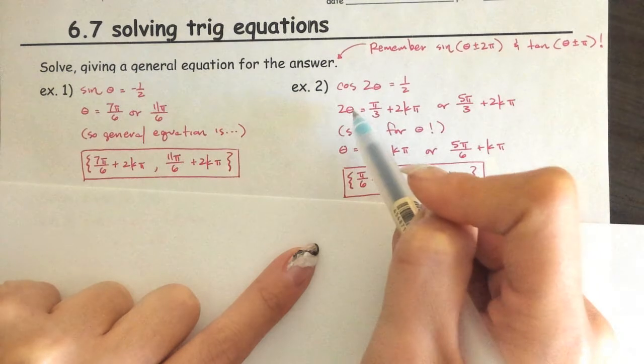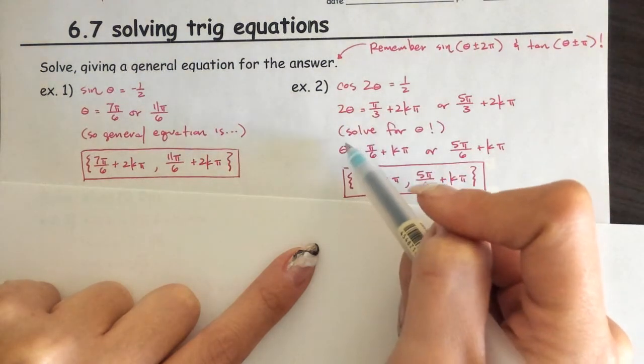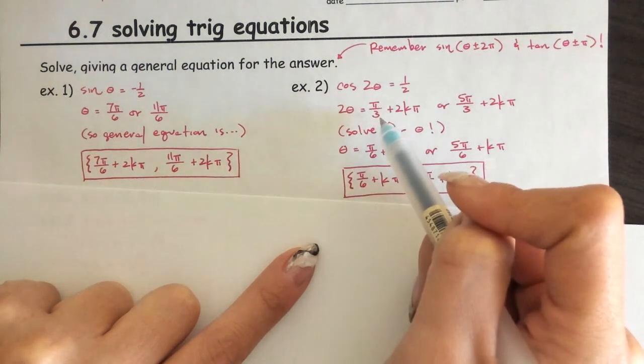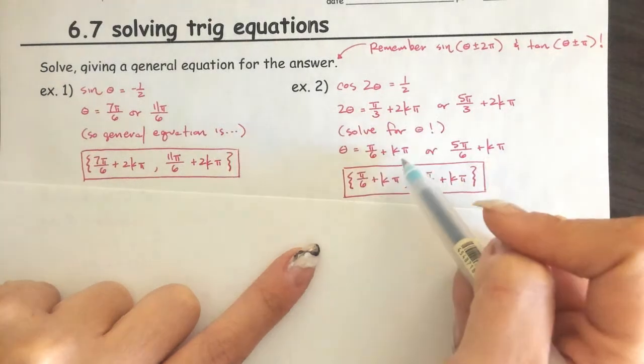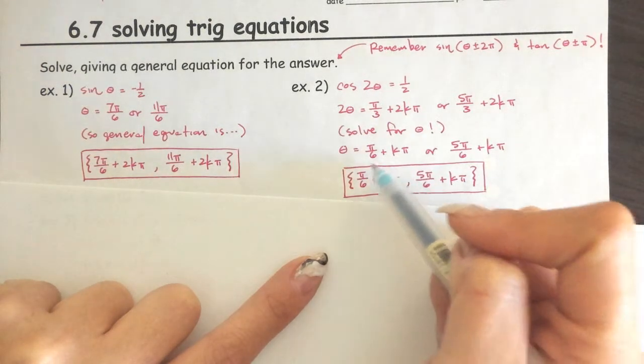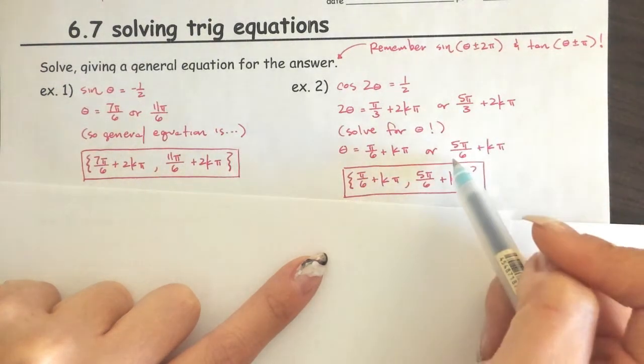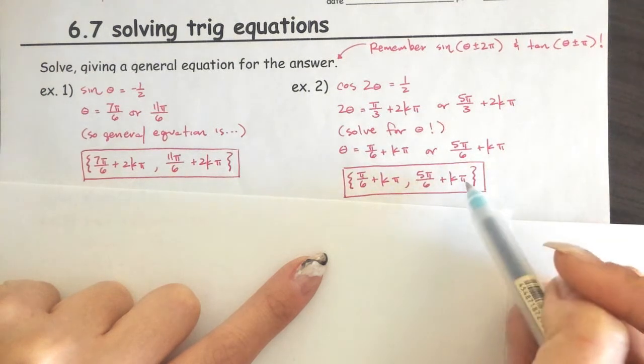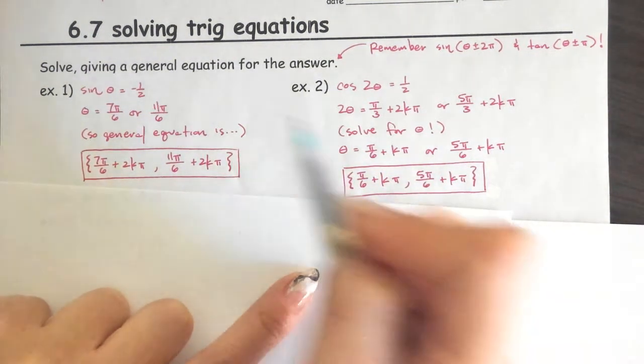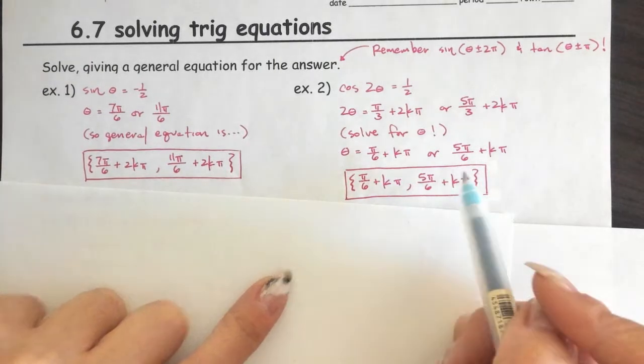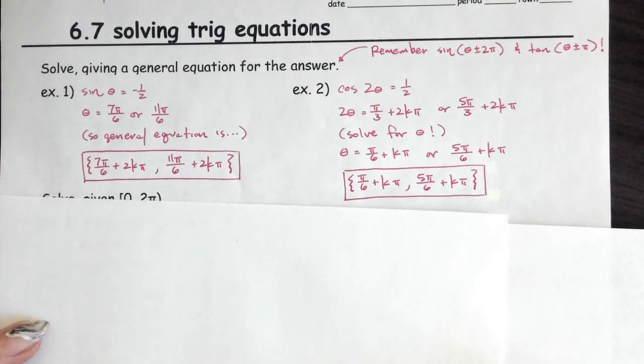And because this is 2 theta, we need to put 2 theta equals, and then divide by 2. Then you have theta equals, divide by 2, you get pi over 6, divide by 2, you get k pi. So you can write it like that, and then this one, you divide by 2, and you can write it like that. So we have 2 general solutions for our solution set, okay?